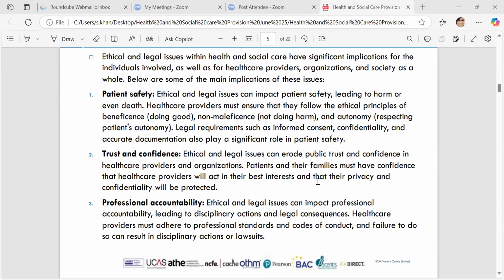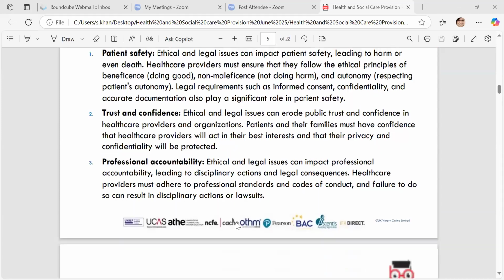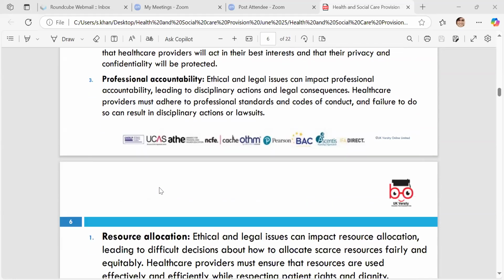Trust and confidence. It can erode public interest if the public will lose their faith in the healthcare system if things are not dealt with. So there must be trust and confidence. Another one, professional accountability, which is really important. Healthcare providers must adhere to the professional standards. They must have codes of practice, and if they don't, there will be repercussions. If you're not having that professional accountability for what you've done, then there are legal repercussions. So that is a really important one as well.